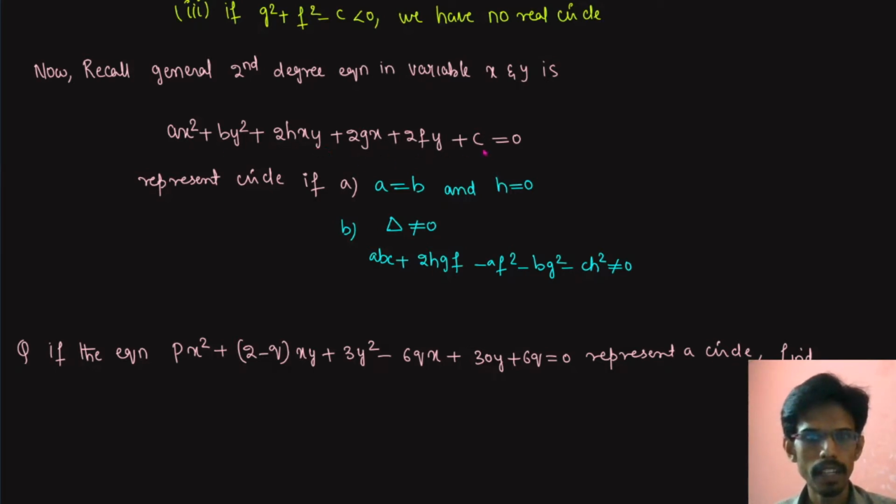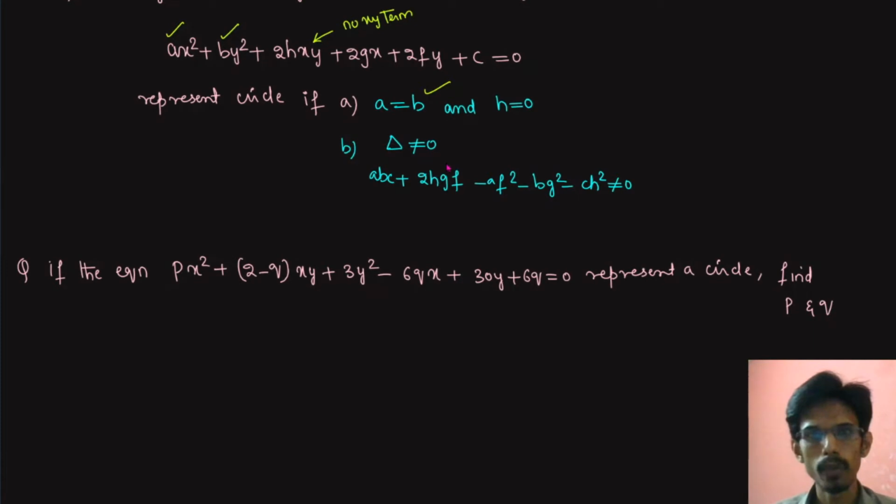This general equation represents a circle with a condition. Here the condition is coefficient of x square and coefficient of y square must be same, that is a equal to b. And one more thing, the coefficient of xy term must be 0. It means that no xy term is required in the equation of circle. So h must be 0 and a equal to b, and delta should not be equal to 0. The value of delta will be this.